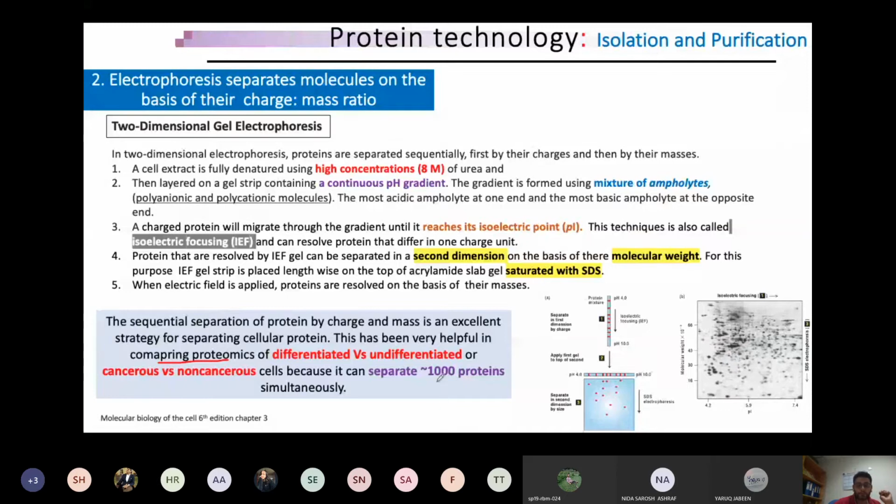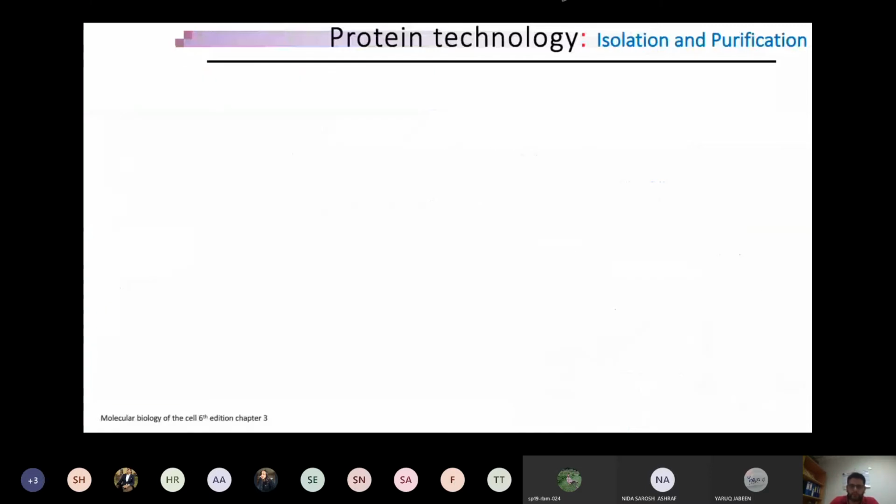It is such a powerful technique. Simultaneously you could separate approximately 1,000 proteins. So this gel may contain approximately 1,000 proteins, and this is a huge number which could be separated using this technique. So this is called two-dimensional gel electrophoresis.